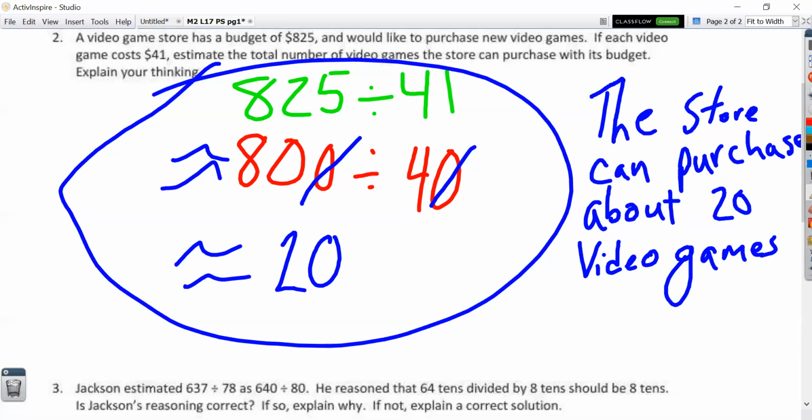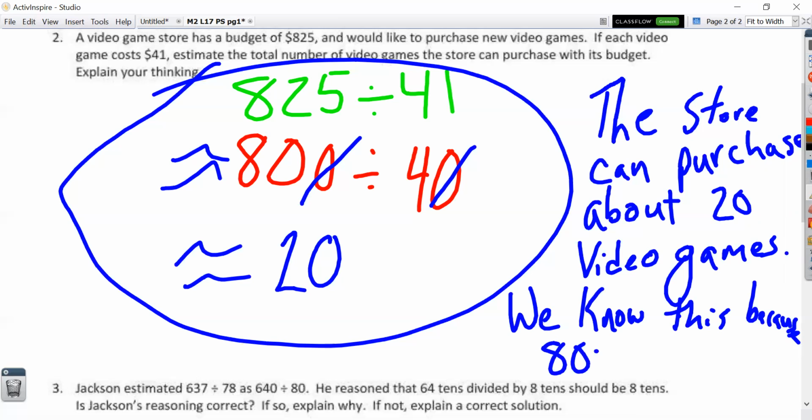Why do you know this? We know this because 800 divided by 40 is 20. All right, you could have given a more in-depth explanation. It could have been: 825 divided by 41 is approximately 800 divided by 40, and 800 divided by 40 is 20. So the store can purchase about 20 video games. That would have been a more in-depth answer.